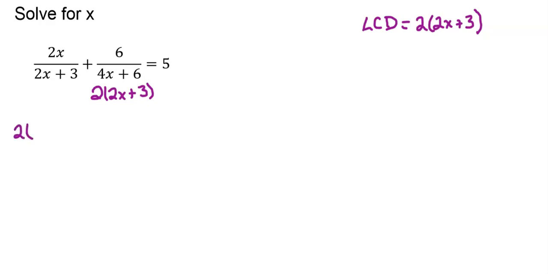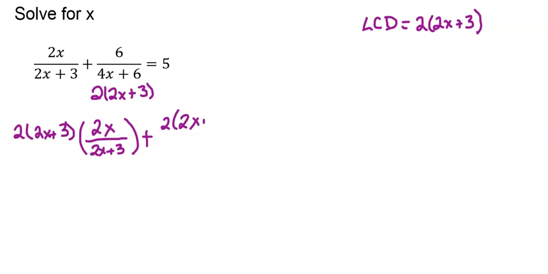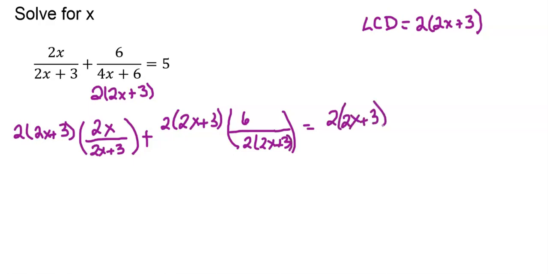So 2 times 2x plus 3 times the first fraction, 2x over 2x plus 3, plus 2 times 2x plus 3 times the second fraction, 6 over 2 times 2x plus 3. Notice I'm writing that in factored form. Equals 2 times 2x plus 3 times the right side, which is just a 5.